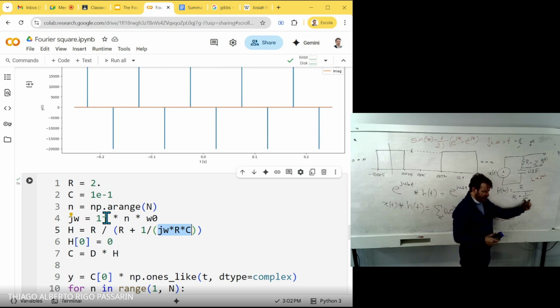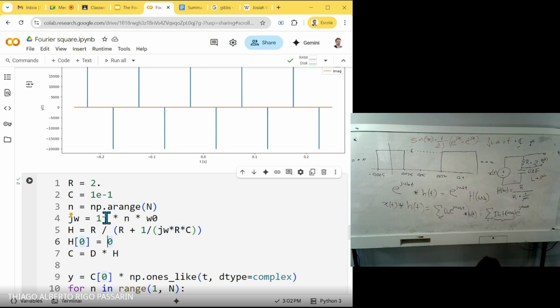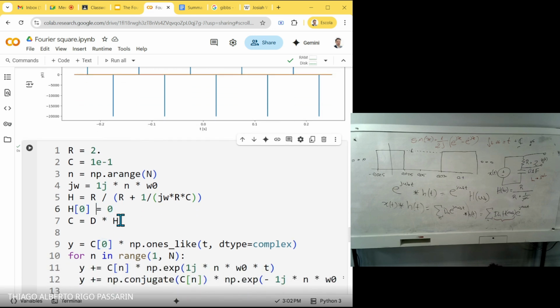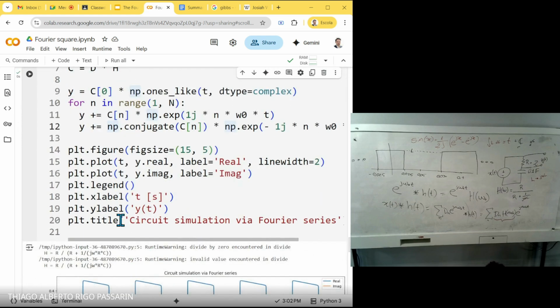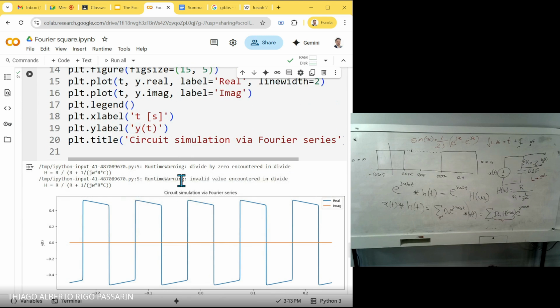For frequency 0, no, this guy would be 0. This guy would be infinite. If this guy is infinite, this is 0. So for frequency 0, to avoid division by 0, I'm telling the script that the frequency response for 0 is 0. Then I take my coefficients and just multiply by the frequency response. And I cast the Fourier series again, and here's the result.